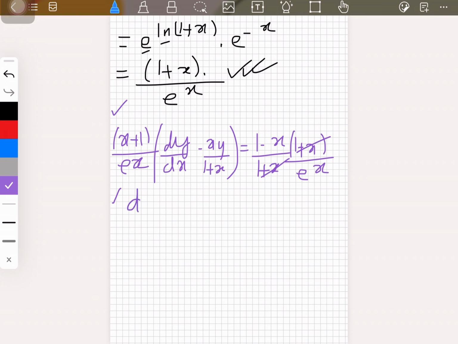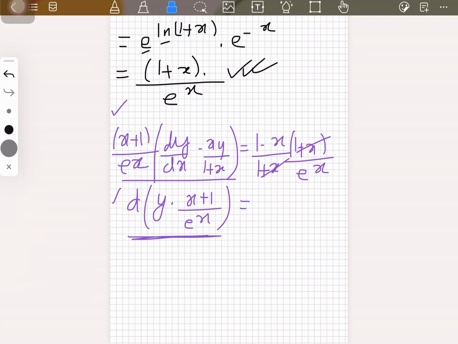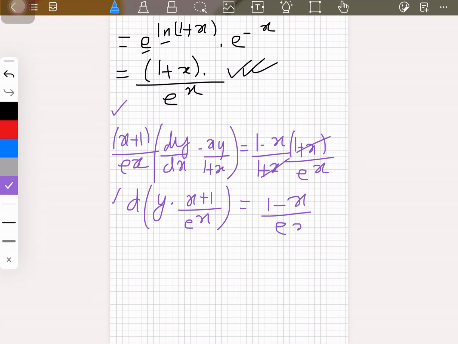This can be written as, here we are using the product rule of derivative. If you don't know about it, you can check my previous videos where I have told you. So if you open this thing, you will get this using the product rule of derivative. That's pretty simple. So it is equal to 1 minus x, this times dx. The dx from this side goes over here, so it's not a very big deal.